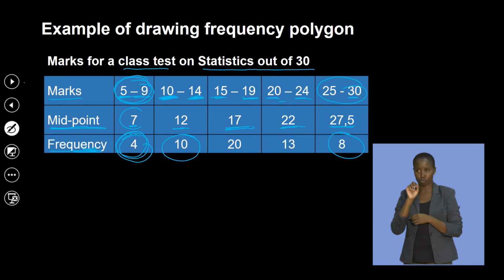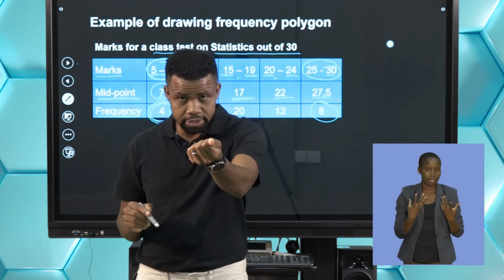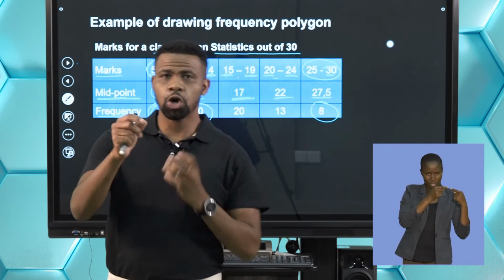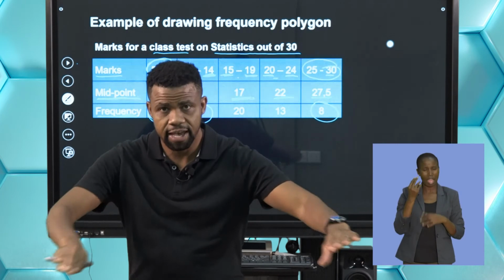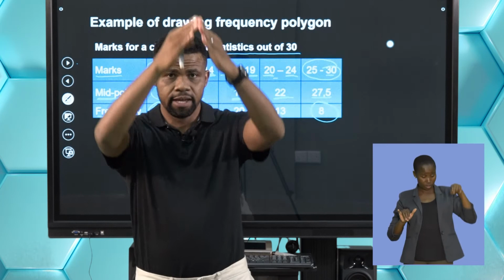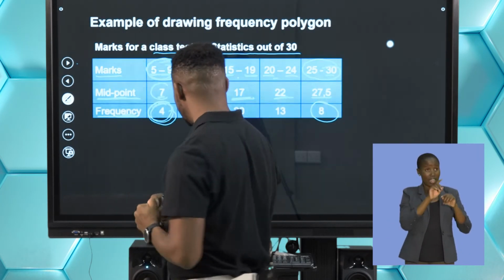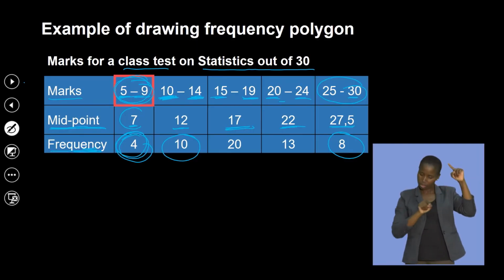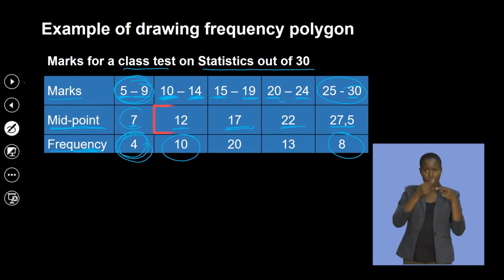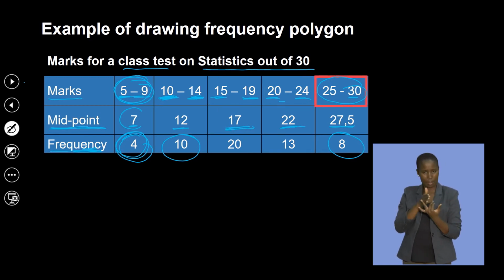Now we have our midpoint and we have our frequency. So what are we going to do? We have to draw the midpoint and the frequency. Treat that as a coordinate. Do you remember what a coordinate is? The x-axis and the y-axis. We start with the x and then followed by the y. Okay, so this is how it looks. There's the midpoint for that interval, midpoint, interval, midpoint, interval, then midpoint, interval, midpoint.